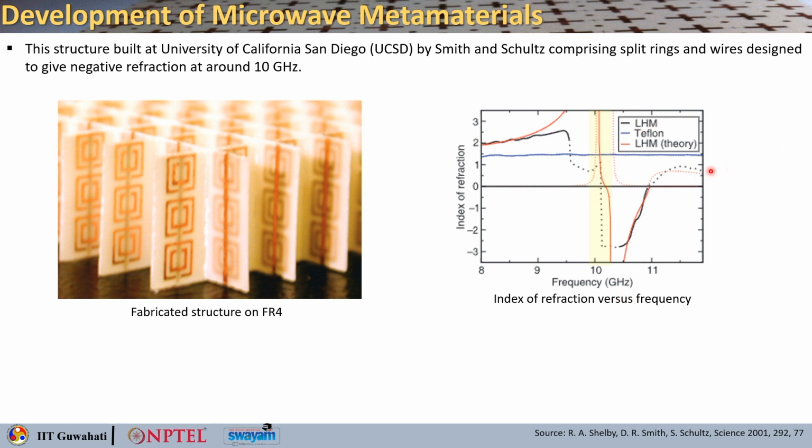Teflon was used as a reference, but you can see that at this particular frequency you are able to get negative permeability and negative index of refraction, right? So this structure was built at the University of California, San Diego by Smith and Schultz. They actually brought the two things together, and this was the first demonstration.